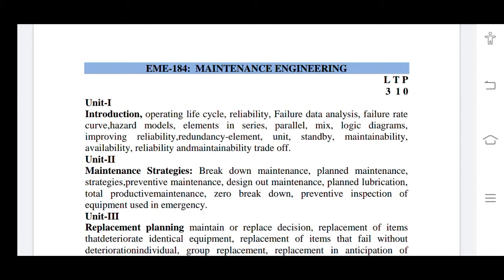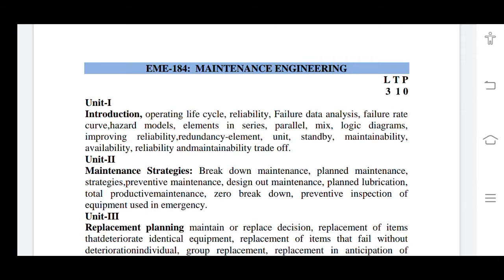Here is your syllabus according to university. So we will take unit by unit. As you can see on your screen, the first unit is about the introduction of maintenance engineering and about reliability or failure data analysis and maintainability.